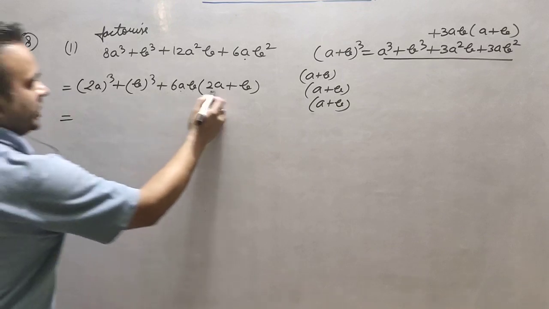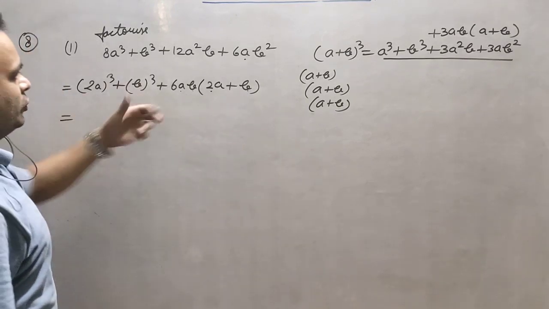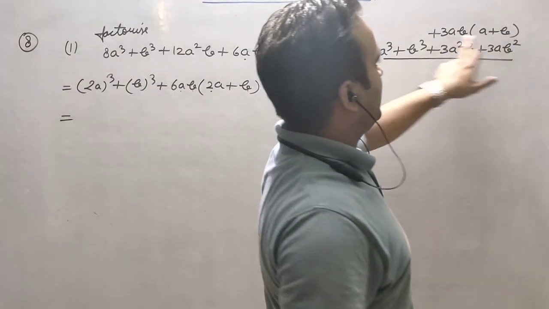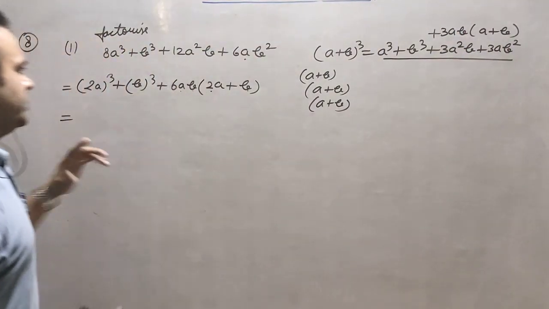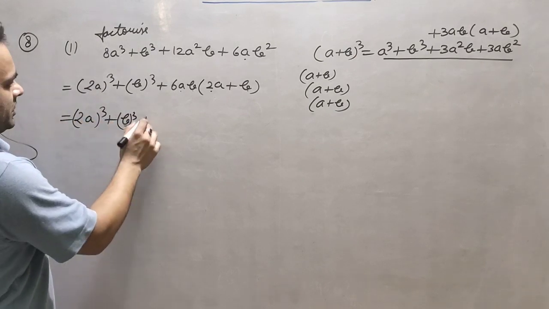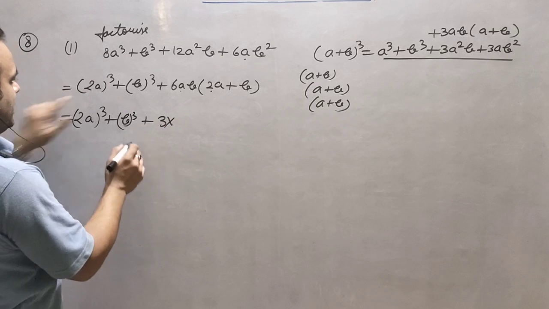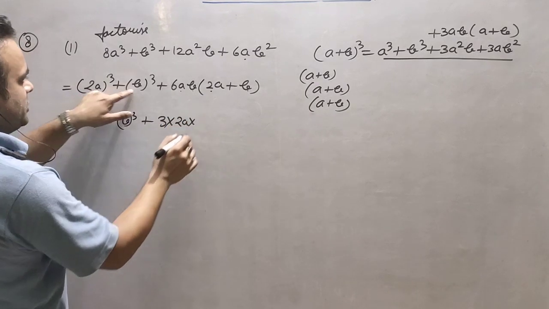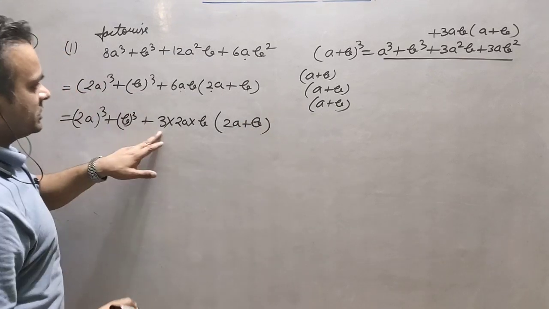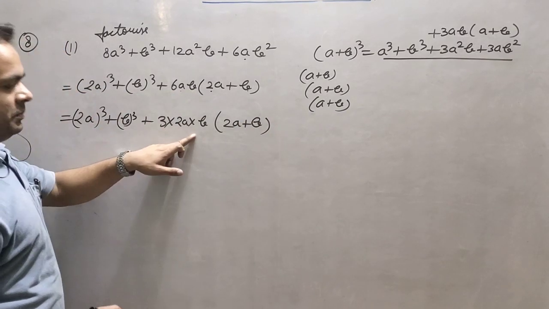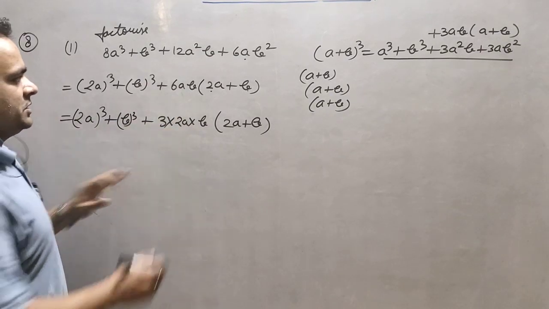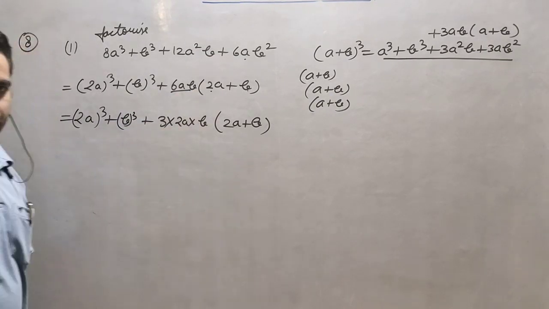Now you can see 2a plus b is here, a cube plus b cube. This we don't know what it is, but it is a plus b. So it means this one also we have to convert in this form. So a cube plus b cube plus 3 into, what is a? It is 2a. What is b? B. Now you have converted according to this. Just check whether it is 6ab or not, because we cannot change the value. It is again 6ab. It means 6ab can be written in this form.